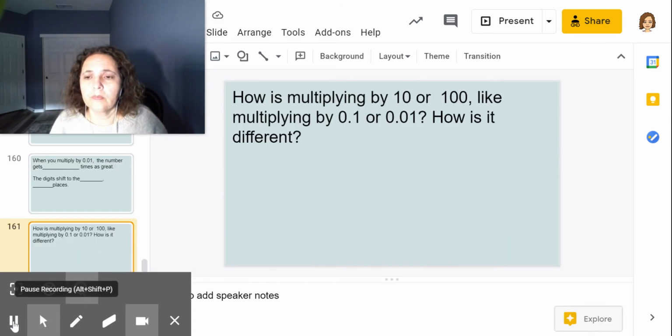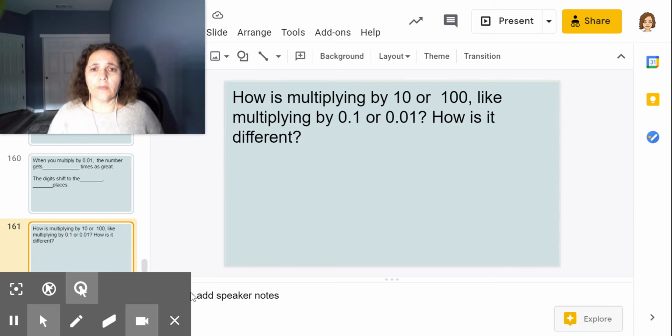So here's the question. How is multiplying by 10 or 100 like multiplying by 1/10 or 100th? So how are they alike and how are they different? Take a moment to write it down in your math notebook, how multiplying by 10 or 100 is like multiplying by 1/10 and 100th, and write down how they are different, then come back to me.